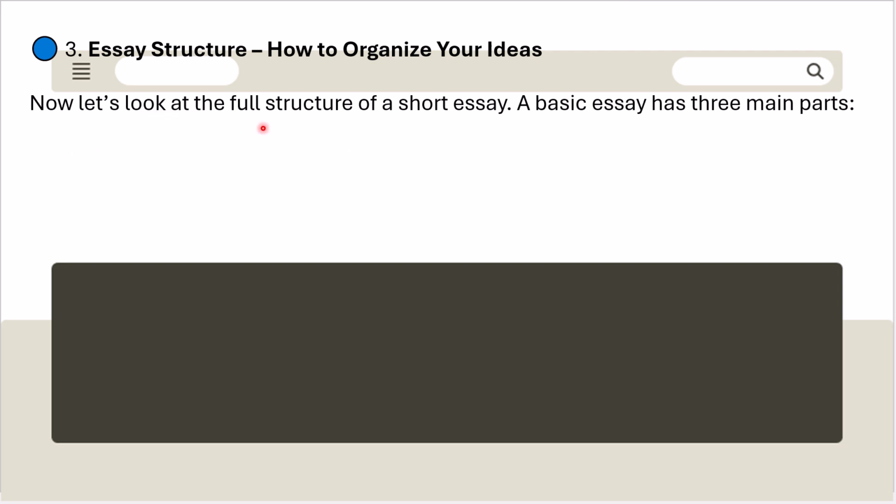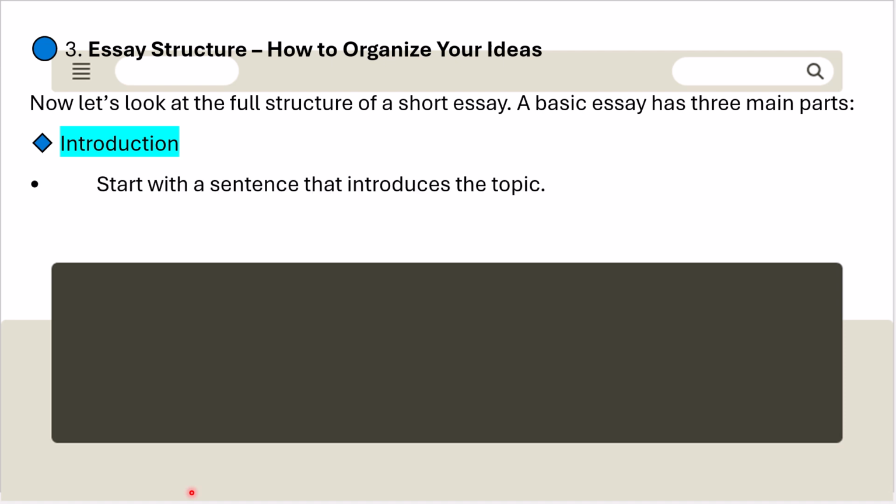Now let's look at the full structure of a short essay. A basic essay has three parts. The first one you could see here is the introduction. So what does an introduction contain?